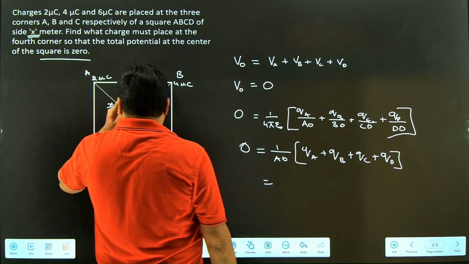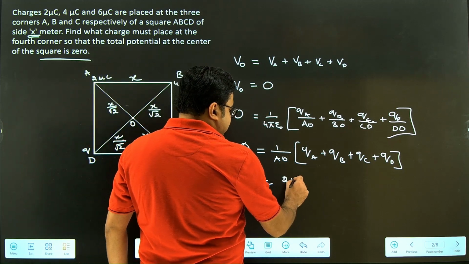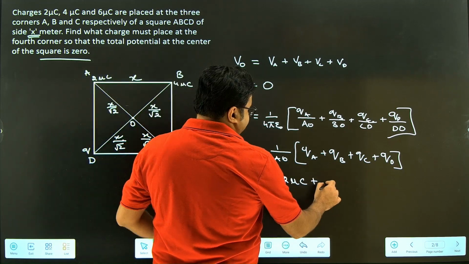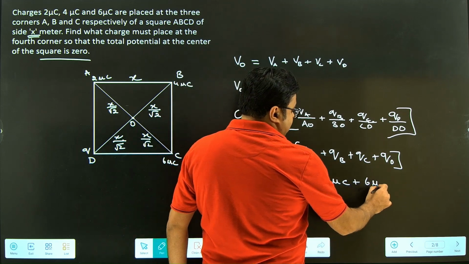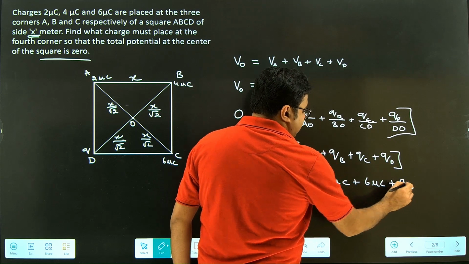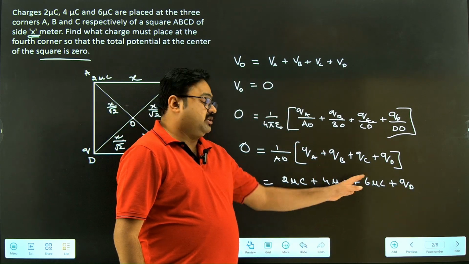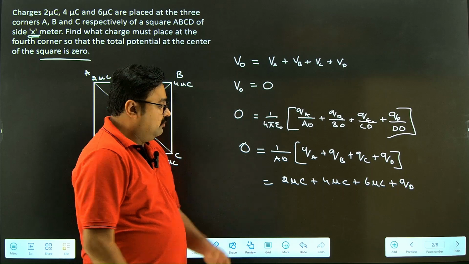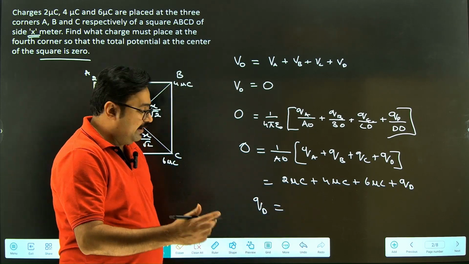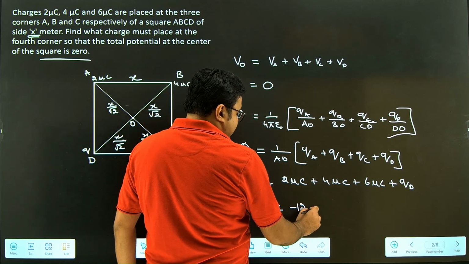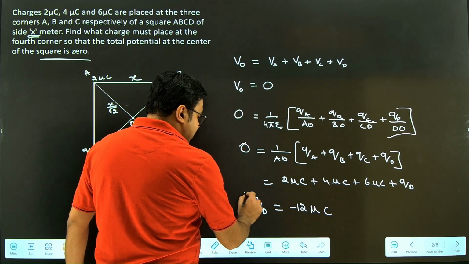QA, my dear friends, is 2 microcoulomb. Plus QB is 4 microcoulomb. QC is 6 microcoulomb. And QD has to be figured out. Do you see? 6 plus 4 would be 10. 10 plus 2 is 12. Send it to the other side. The charge that is to be kept at corner D is minus 12 microcoulomb. And that's the answer to your question.